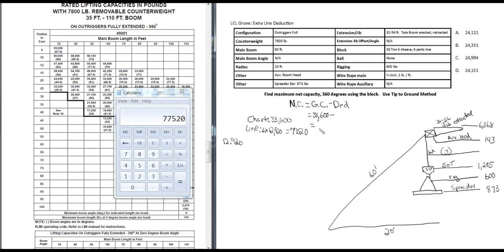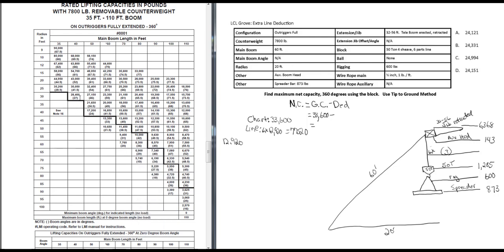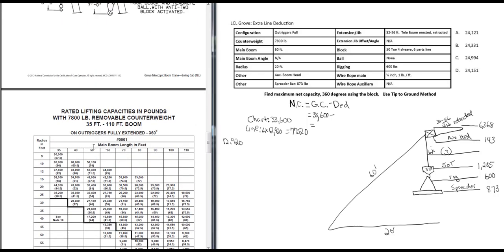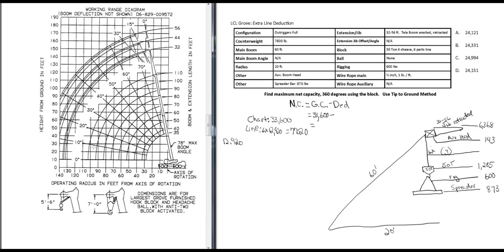Okay, now let's go back to this extra or excess wire rope that we need to deduct. The load chart does not give you the boom tip elevation or the tip to ground distance. We have to use the range diagram. So this is the range diagram. Over here we have boom and extension length in feet. Along this axis we have the radius. Over here we have the height from ground in feet, the tip to ground distance, or the tip to ground height.